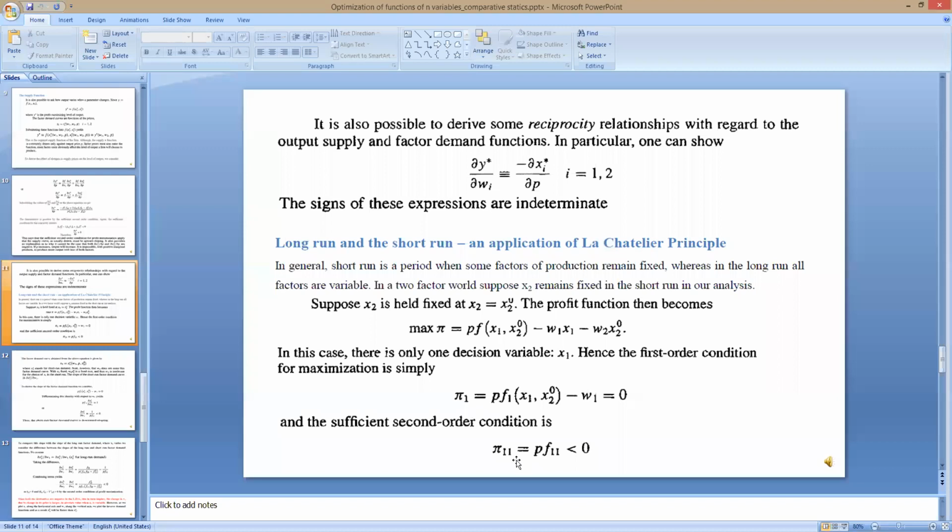So if we follow that rule, we are considering this first order condition only. The relevant second order condition will be del square pi by del x1 square. In other words, it is pi 1, 1, which is equivalent to p f11. Since it is the maximum, the second order condition should ensure this p f11 should be negative. So we have only one first order condition here in case of the short run, and we have the relevant second order condition associated with this first order condition.